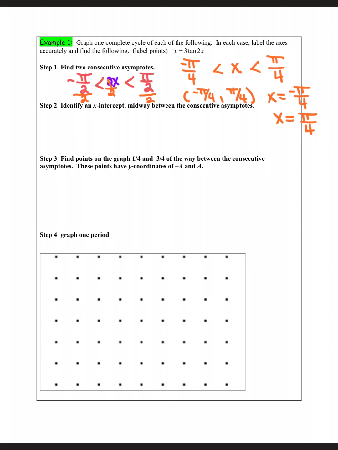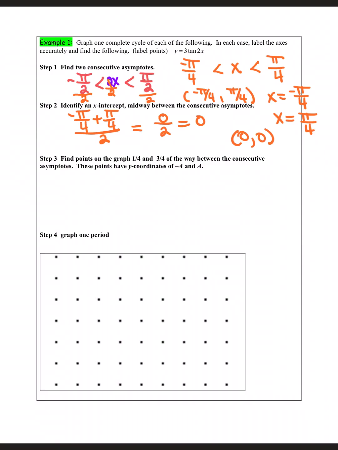Step 2, we're going to identify the x-intercept midway between the consecutive asymptotes. So midway between x equals negative pi over 4 and x equals pi over 4 is going to be x equals 0. The x-intercept is 0, and the graph passes through 0, 0. Once again, you can also add the two x values, so it's negative pi over 4 plus pi over 4, and we're going to divide by 2 because that's midway, and so it'll be 0 over 2, which is 0. So my x-intercept here is 0, 0.